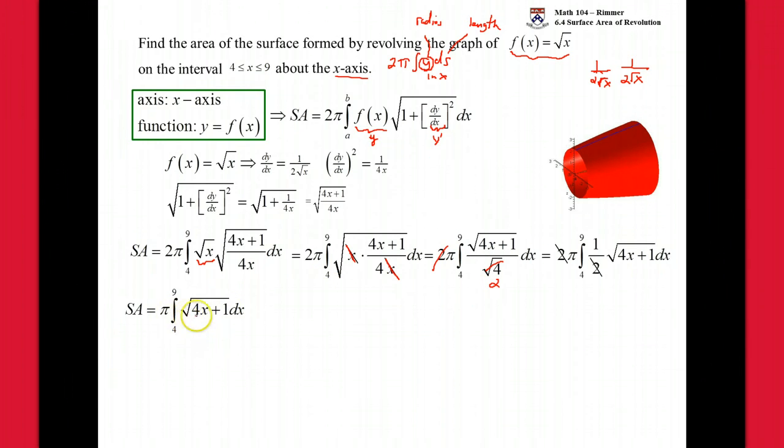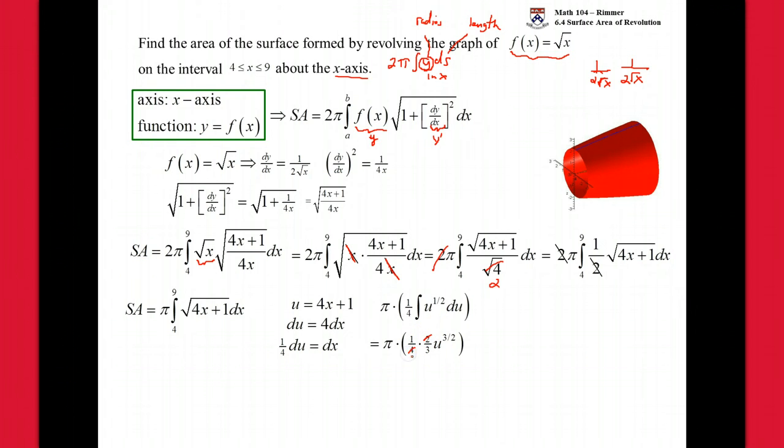And that's just going to be u substitution. There's going to be an extra factor of a fourth. If you let u be 4x plus 1, then du is 4 dx. So to replace dx, you're going to have to take a fourth of du. And your integral becomes, keep the pi, and then you have a fourth of u to the half du, which is u to the 3 halves times 2/3.